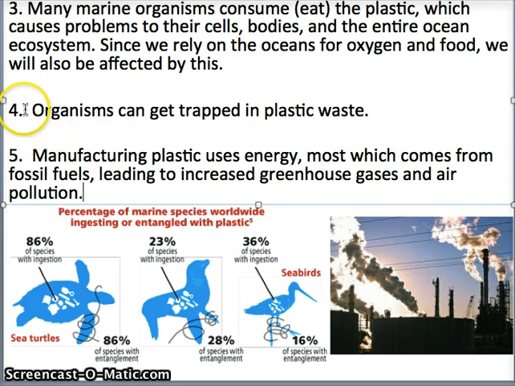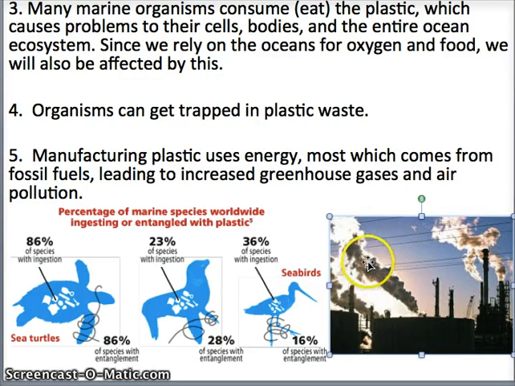And that brings us to negative consequence number four. The organisms can also get trapped in plastic waste, and that's what these pictures are showing. And if organisms cannot move around, they're more likely to die or not be able to survive. Last consequence, number five, is that manufacturing plastic uses a lot of energy, most of which comes from fossil fuels. And that leads to increased greenhouse gases and air pollution. And this is what this picture shows.